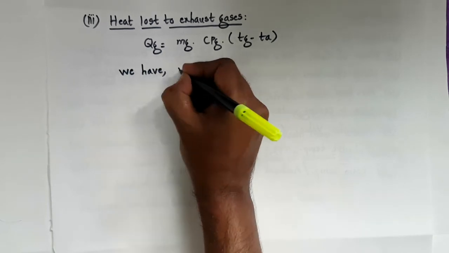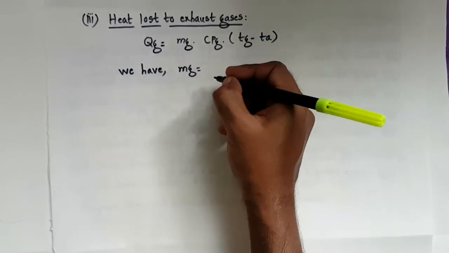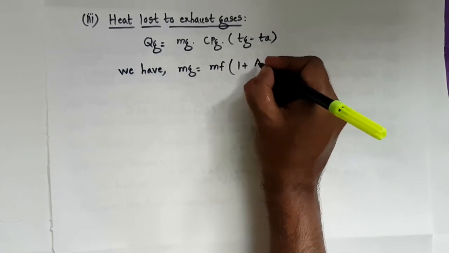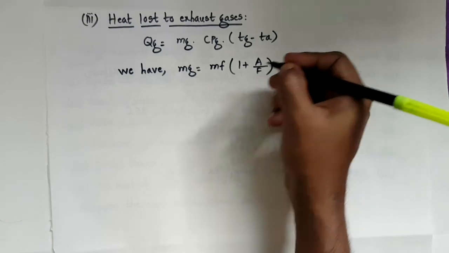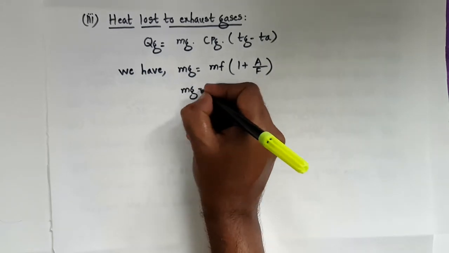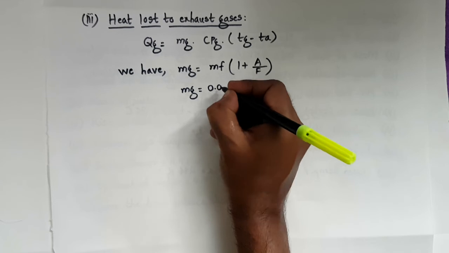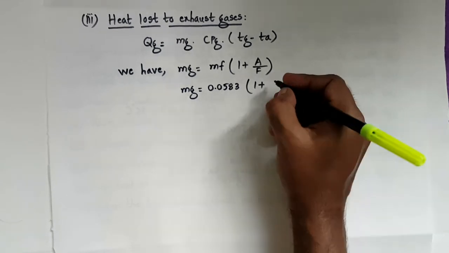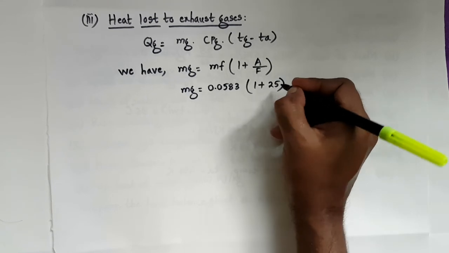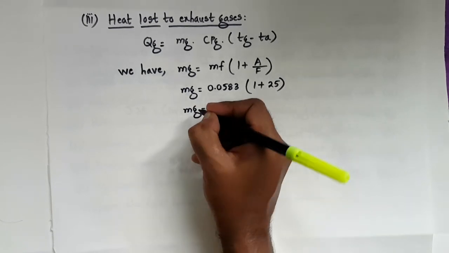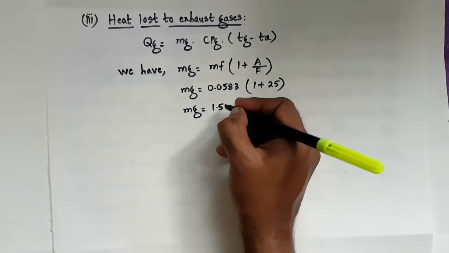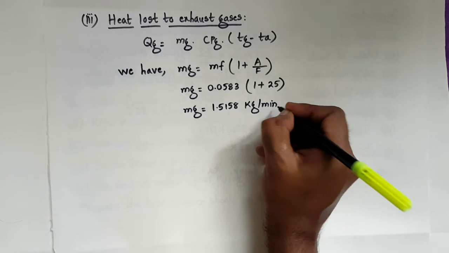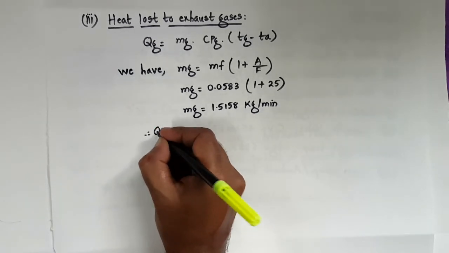So we will determine first the mass of exhaust gas. The mass of exhaust gas can be determined as mf into bracket 1 plus A by F, air fuel ratio. So mass of exhaust gas is equal to mass of fuel, that is 0.0583, into bracket 1 plus air fuel ratio, we have 25. So we'll calculate this value: 1.5158 kg per minute. So we'll substitute this value.